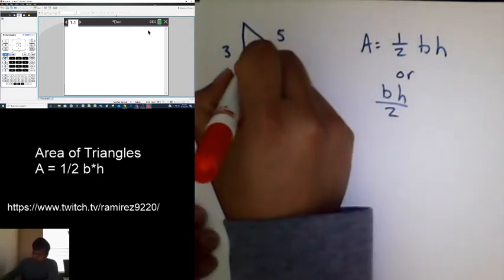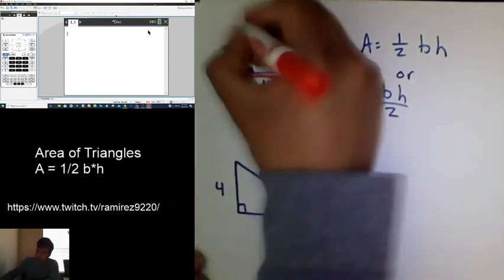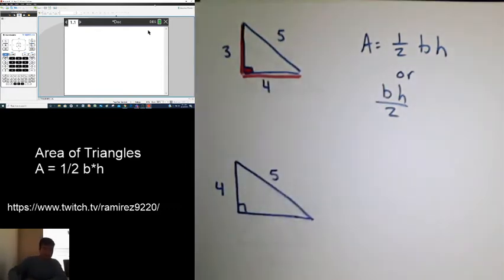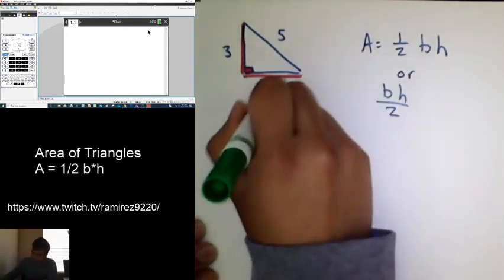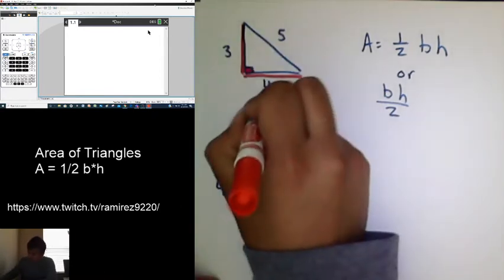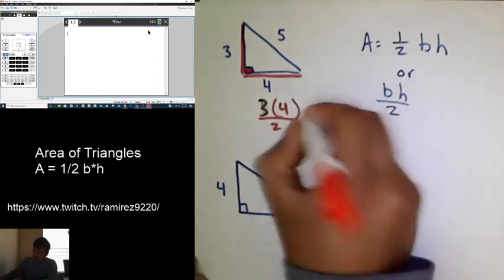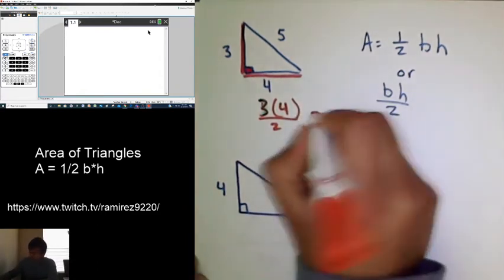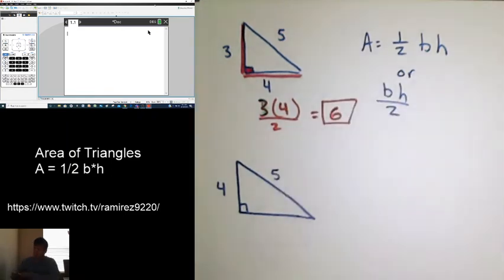again, remember how your base and height are always perpendicular, so just find the right angle, find the two sides that make them, and that's your base and that's your height. So here, if I wanted to find the area, it would just be 3 times 4, and then I would just divide by 2, and then that's it. So in this case, I would get 6. And that would be it.